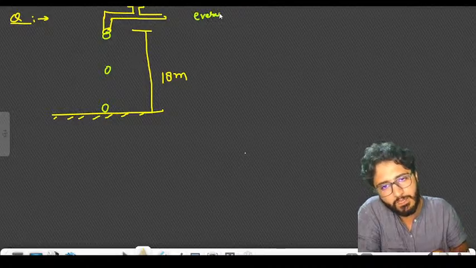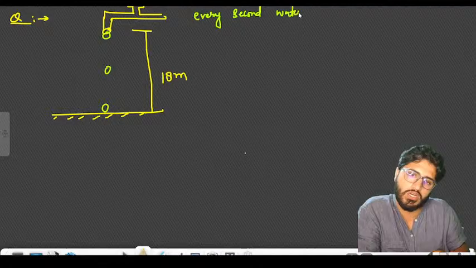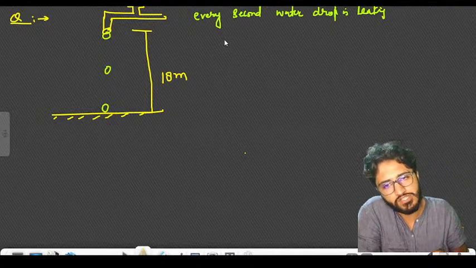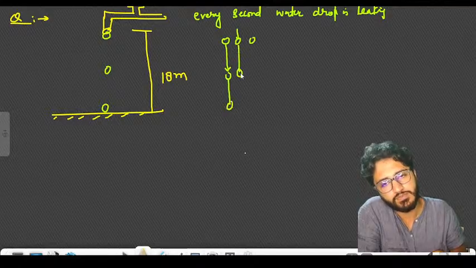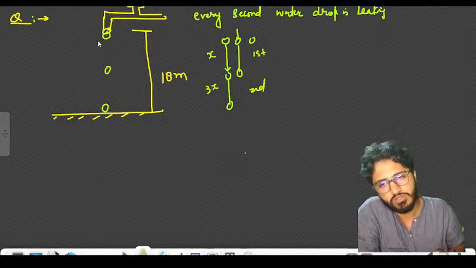Every second, a water drop is leaking. So that means first drop is here, then it goes to here. Second drop leaves, it is here. The first drop is here, second drop is here, third drop leaves. Okay, so this will be x. This will be 3x distance. Why? Because of the ratio of distances in successive seconds. So this distance will be x. This will be 3x.